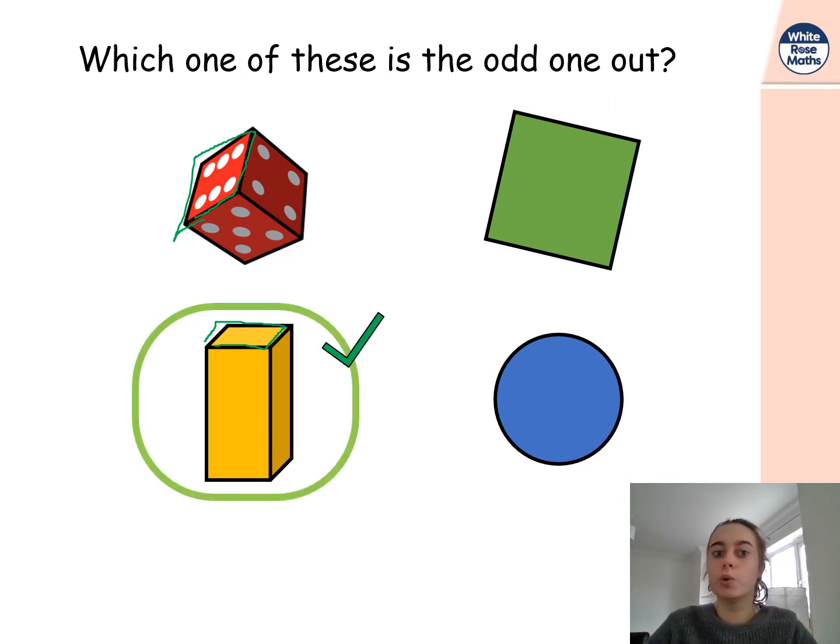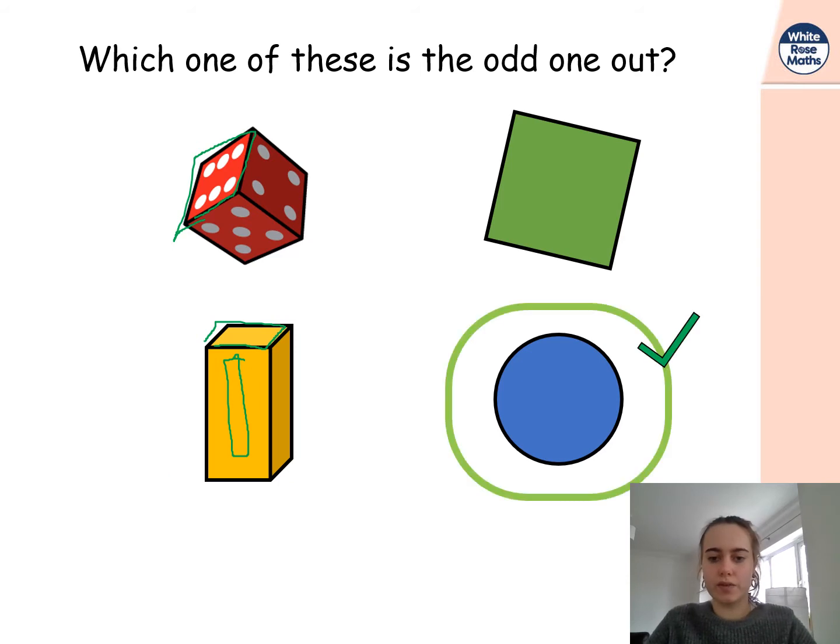How is the cuboid the odd one out? It's the odd one out because it's the only one with rectangle faces. And last of all, why is the circle the odd one out? Circle's the odd one out because it's only got rounded sides. It doesn't have any straight sides.